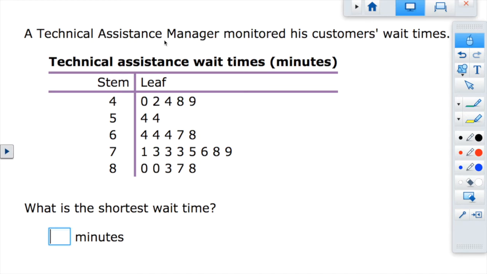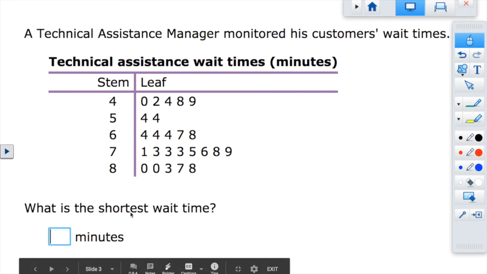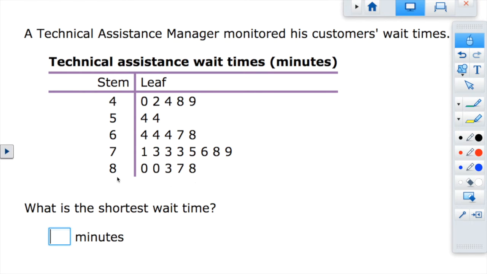Again, a technical assistant manager monitors his customers' wait times. Here's all the wait times. Remember, like this 7, this means 70. That's 71, 73. Just a reminder. What is the shortest wait time? Well, this in a stem and leaf plot is the highest number. So we could see here, because the stem is 8 and the leaf is 8, that's 88.